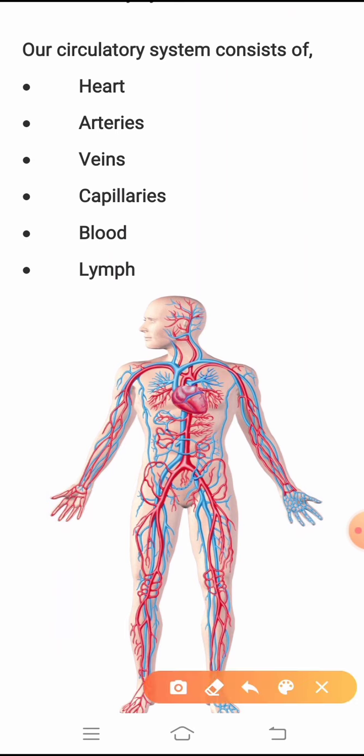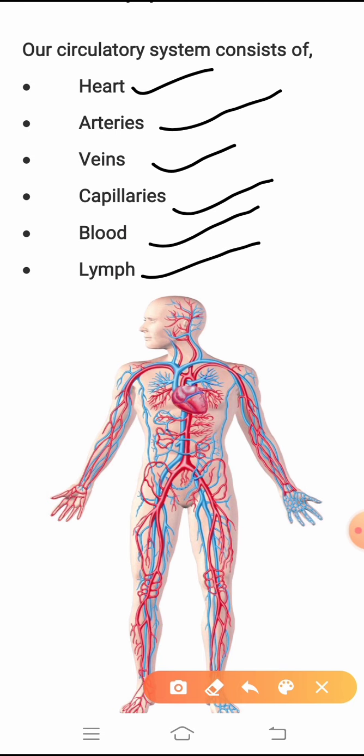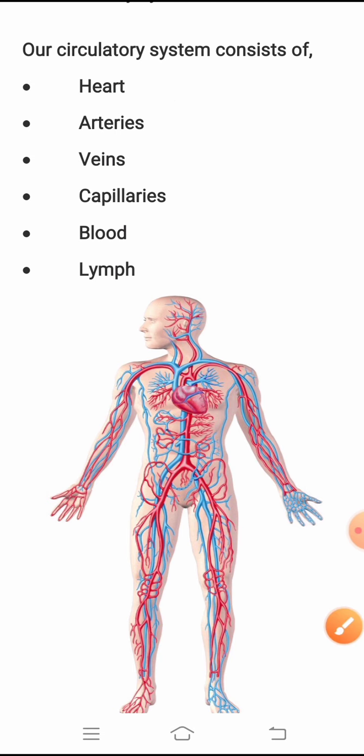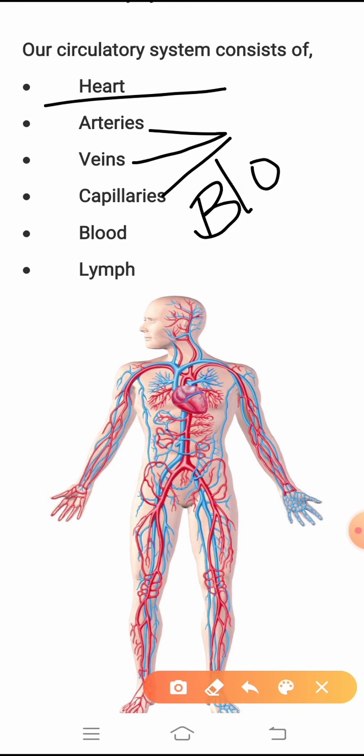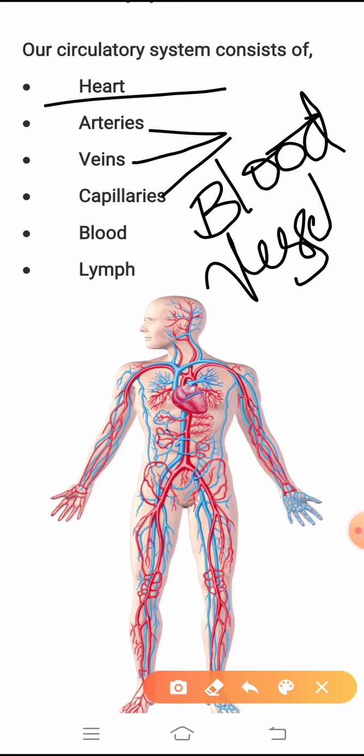Our circulatory system consists of the heart, arteries, veins, capillaries, blood and lymph. Then what is meant by heart? Heart is termed as a muscular organ. It is a muscular pumping organ, right? Moving to arteries, veins and capillaries, they are the blood vessels. Arteries, capillaries and veins are called the blood vessels. I'll tell you what are the functions of each.